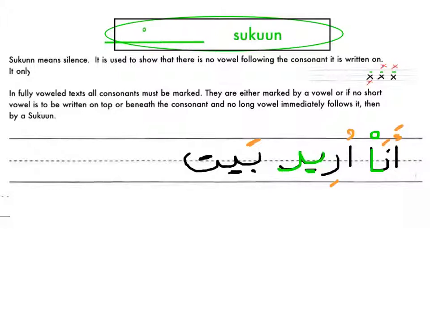Now let's look at the word urid. The letter ya and dal get sukun, because again there is no short vowel written on them, and no long vowel immediately follows them. And the last word bayt, the letter ya and ta get sukun. Now you see in this sentence every single letter has a short vowel or sukun on it, because it's fully voweled text.